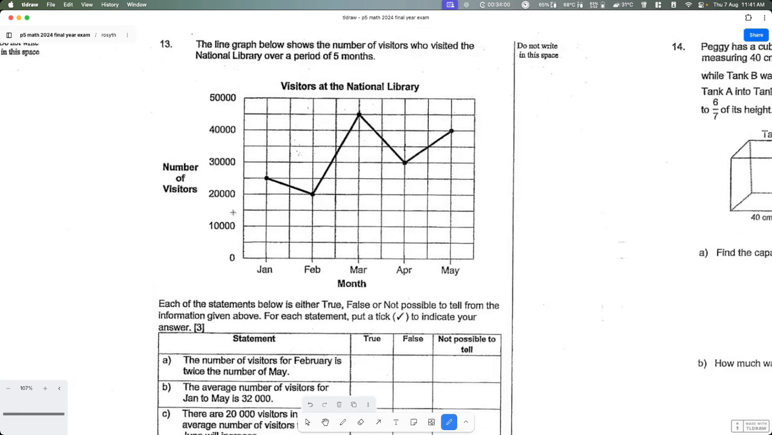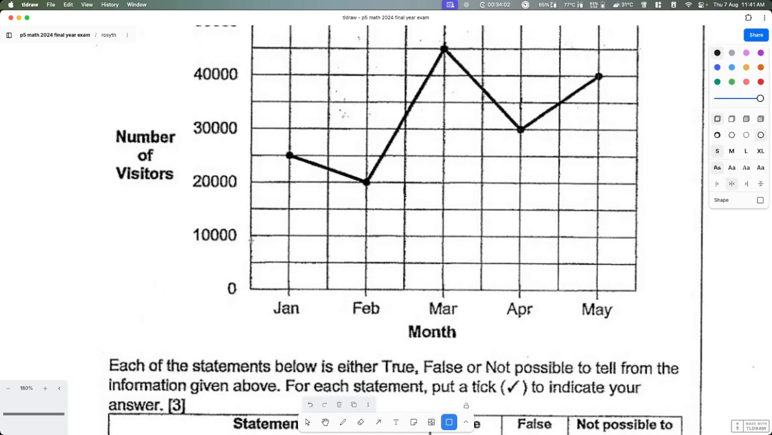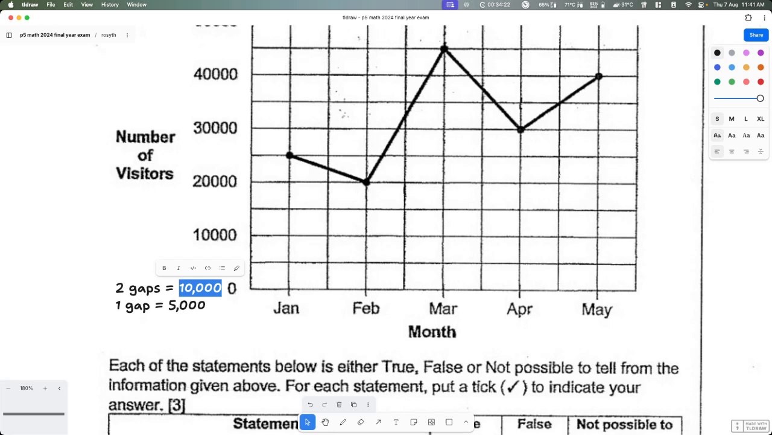So over here, let's zoom in and see how many gaps. There's one gap and two gaps. In this case, two gaps is equal to 10,000. So one gap is equal to 5,000, 10,000 divided by 2 is equal to 5,000 in this case.